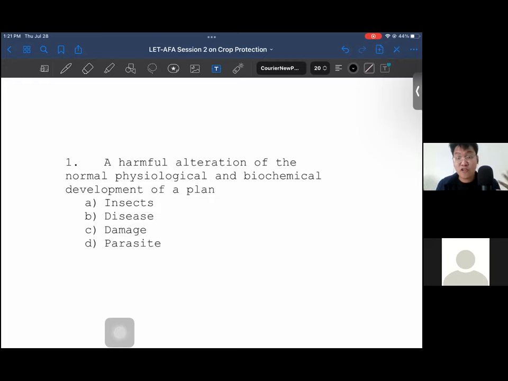So I hope that definition of the weed is clear sa inyo. Basta unwanted plant species na nasa isang lugar, ayun ay weeds. So next field, so we have weed science, we also have plant pathology. Plant pathology is, I've noticed din sa mga questionnaires of the past licensure for AFA, more focused on pests.